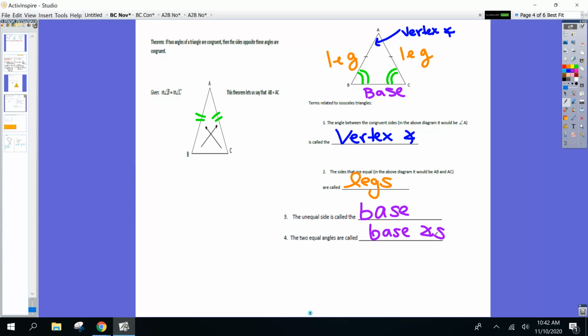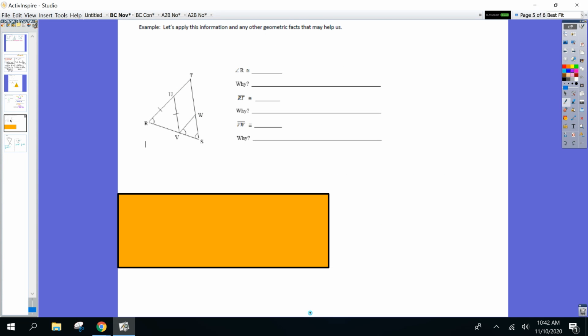All right, everyone good with the vocab? If I have two sides congruent, the angles across are equal. If I have two angles, the sides across are. Ready to do a problem here with me. And then you're going to go on your own, and we're done already today. Done! Here we go.